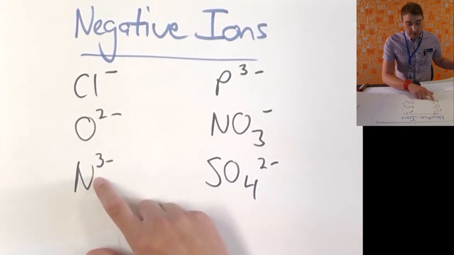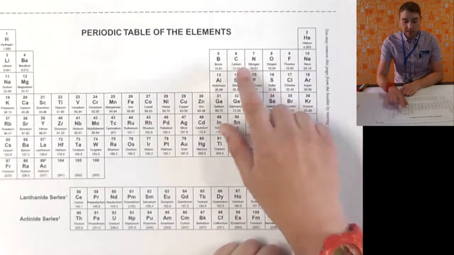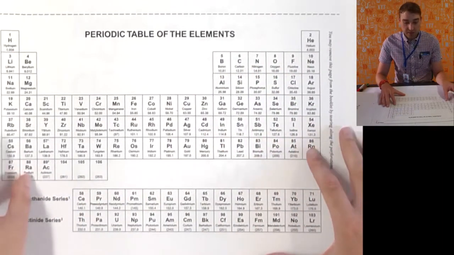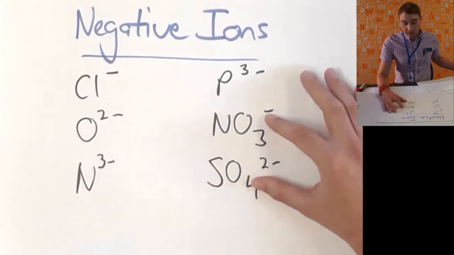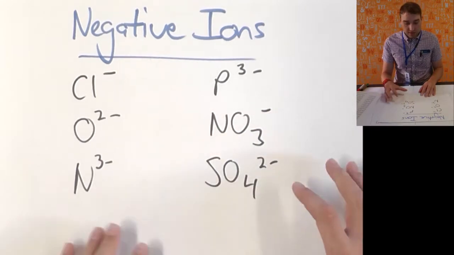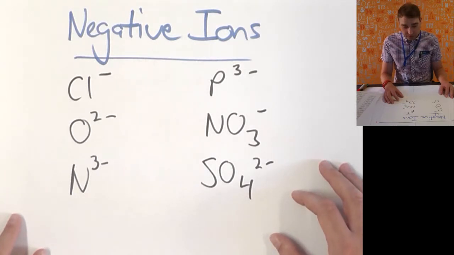If we look at nitride and phosphide ions, they're both in group 5, which means they need to gain 3 electrons to get them to that stable octet. So that gives them a charge of -3. Then again, I've got some compound ions over here, nitrate and sulfate. Again, for those, it's just easier to sit down and learn them. Make some flashcards. It's a good way of doing it.